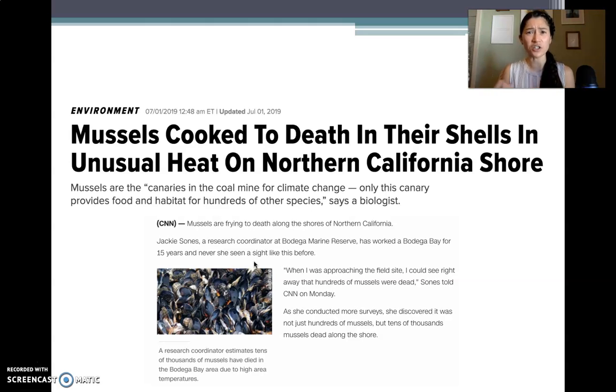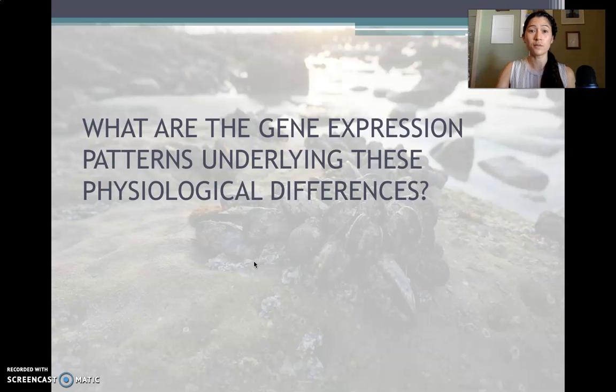So we want to understand better the mechanisms that are causing these physiological differences, this DNA damage, and also this mortality. So the main question here related to the data set we're working with is: what are the gene expression differences underlying these physiological differences, like physiological meaning DNA damage, for instance?